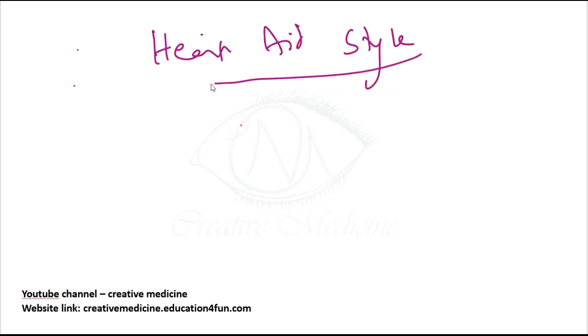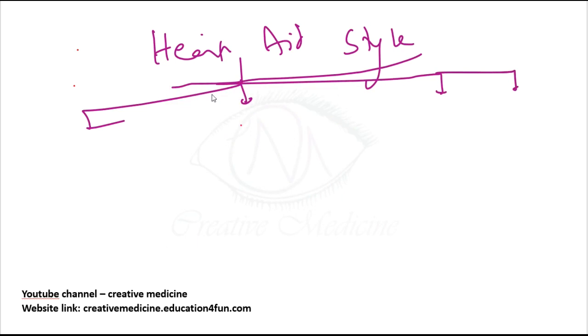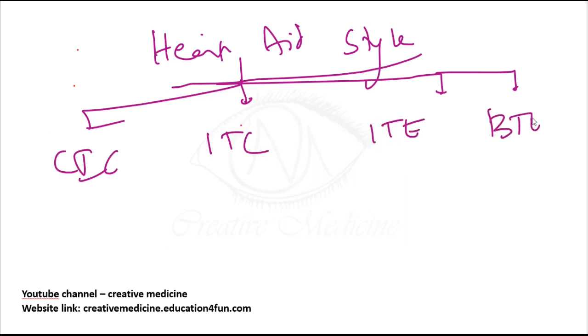Then we have hearing aid styles. After types, we have hearing aid styles. Styles of hearing aid can be of four types actually. First we have the completely in the canal hearing aid, then the in the canal type, then the in the ear type, and then the behind the ear type. Hearing aids are of four types.